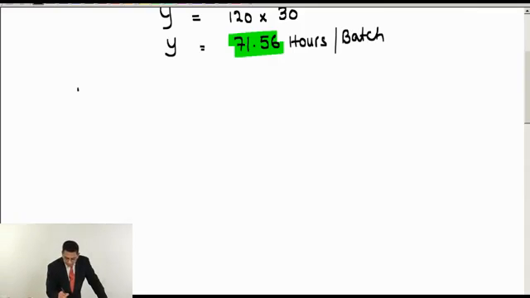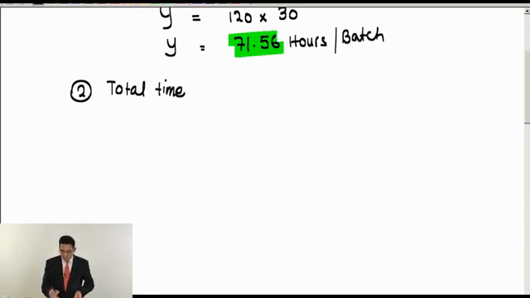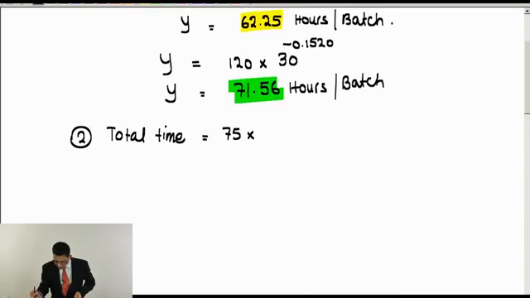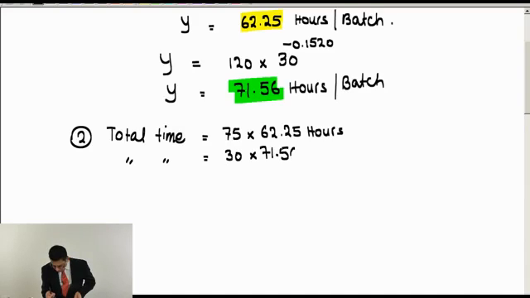Now second step, you remember, we calculate total time or cumulative time. So total time for 75 batches will be 75 times 62.25 hours, and the total time for 30 batches will be 30 times 71.56 hours. So if we multiply average time by the total units or total batches, we get cumulative or total time.